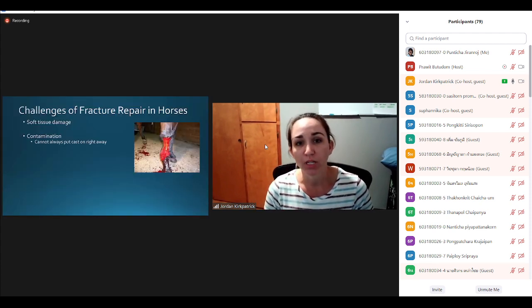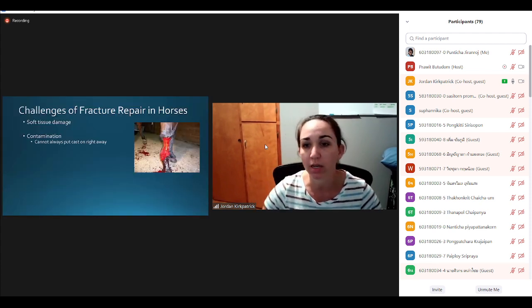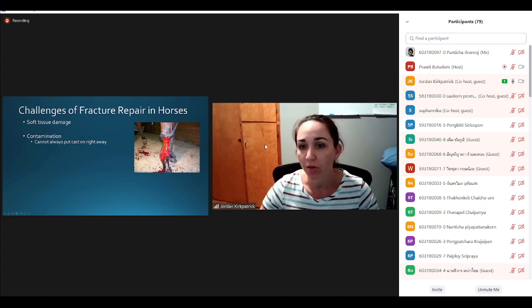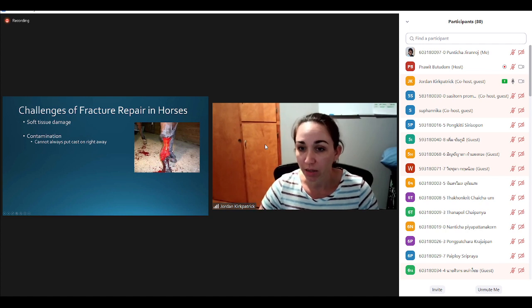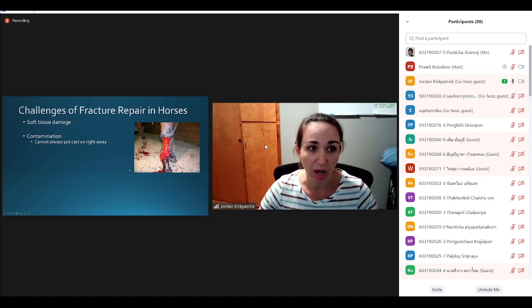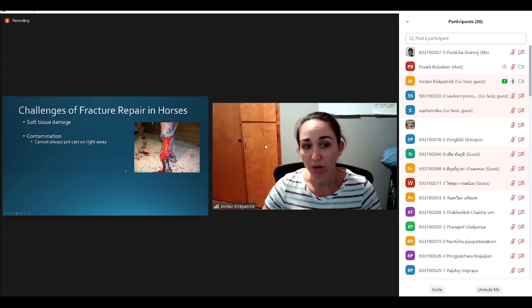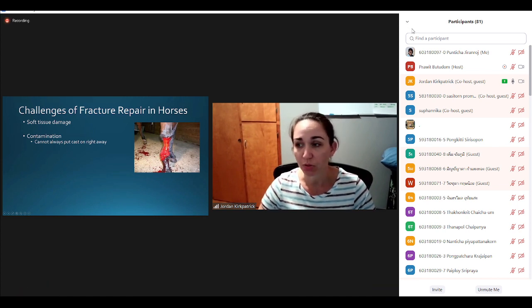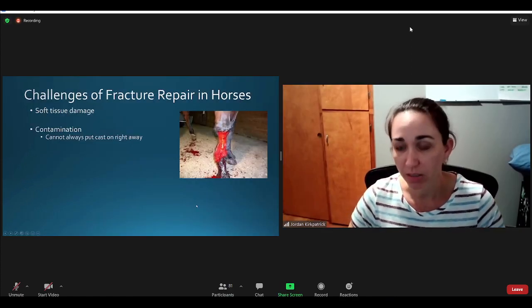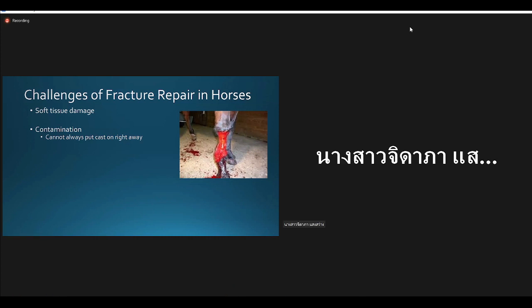Some challenges we face with fracture repair in horses is soft tissue damage. In their lower limb, they don't have a lot between the skin and their bones, so there's less blood supply. Contamination, you can't always put a cast on right away, like this degloving injury here. The bone is exposed. There's a huge wound here that you're probably going to have to do wound management for, which makes it harder to put a cast on because you can't manage wounds under casts.